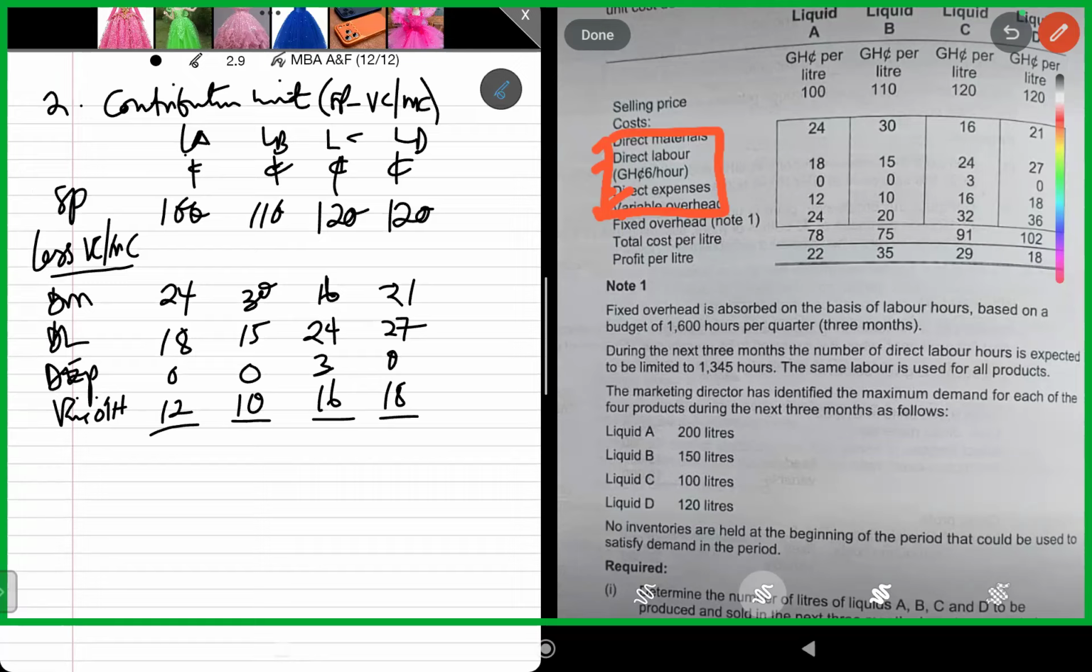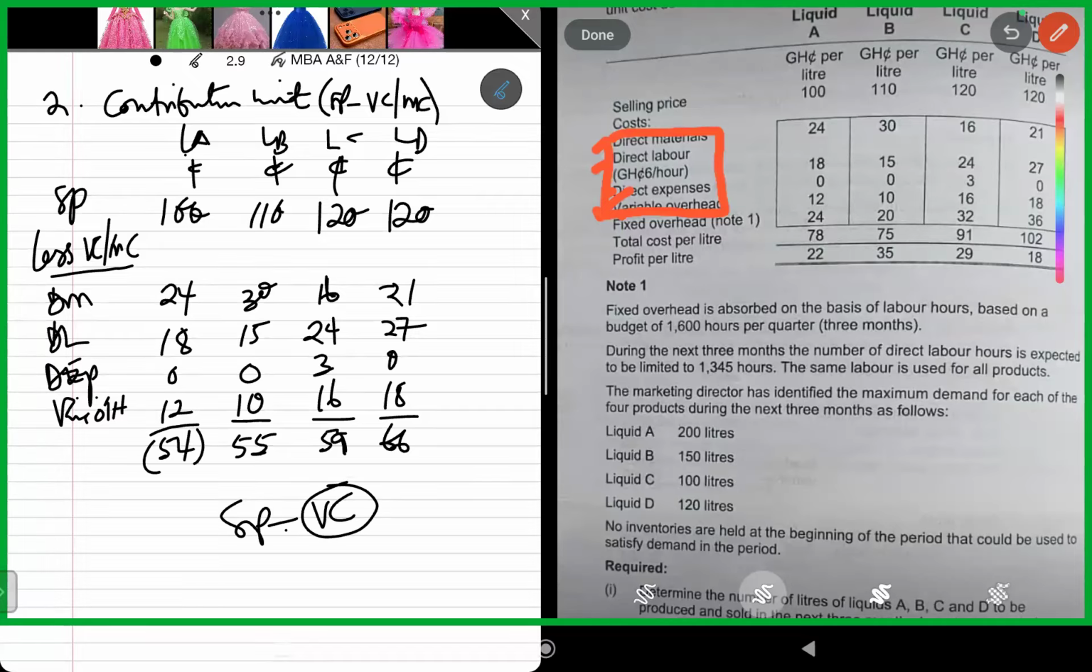So 24, 18, 0, 12. 18 plus 12 is 30. The first one is 54. 10 plus 15 is 25. The second one is 55. 16, 24 is 40. 43, 59. And 66. Now, in the formula, it says selling price minus variable cost, meaning the variable cost is negative.